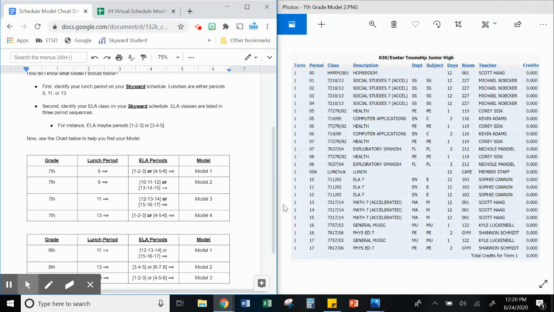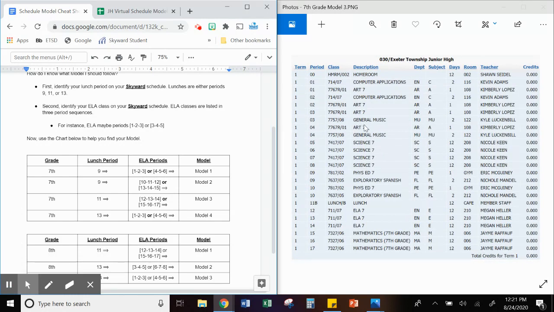So if we go back to our cheat sheet, we found a period 9 lunch. We found an ELA class that was periods 10, 11, or 12. So that means that this is a Model 2 schedule. It is possible that in this model, you would also see an ELA class, periods 13, 14, and 15. Next, I'll show you what a Model 3 schedule looks like for a 7th grade student.